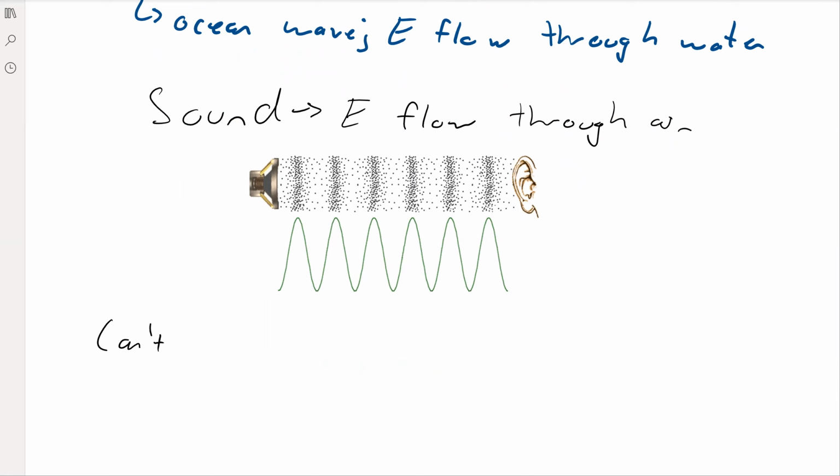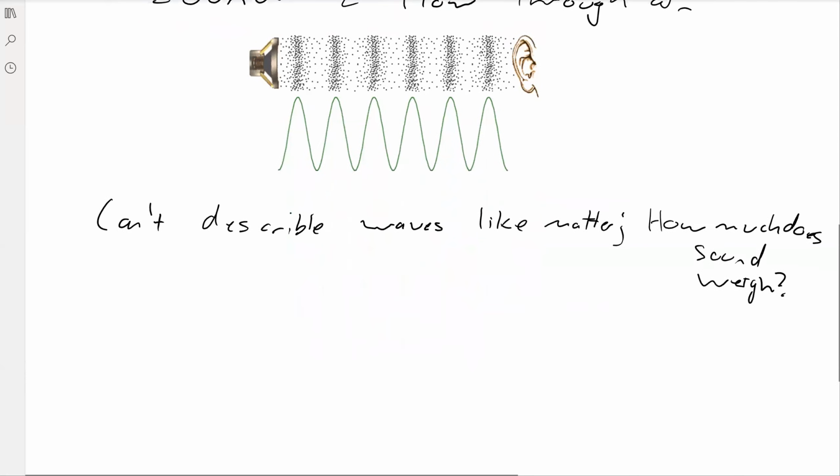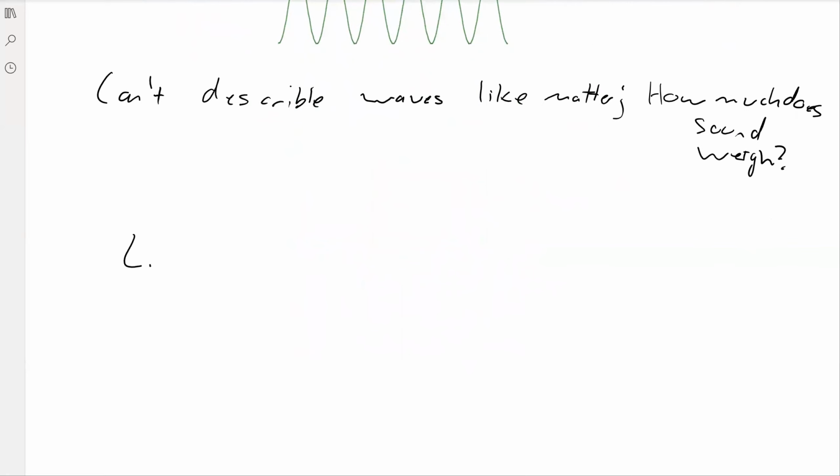But waves and energy are very different than matter, right? We can't describe waves like matter. You know, if you want to ask yourself a question like how much does sound weigh, it doesn't really make a whole lot of sense, right? It's not matter, it's energy, it's something different. Where is the sound? Well, it's everywhere, right? It's much different than matter.